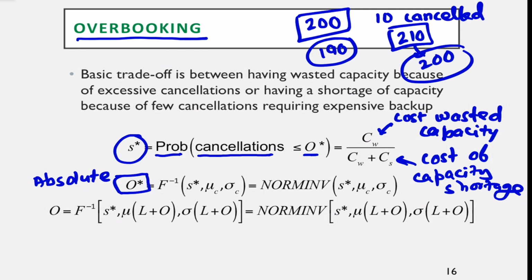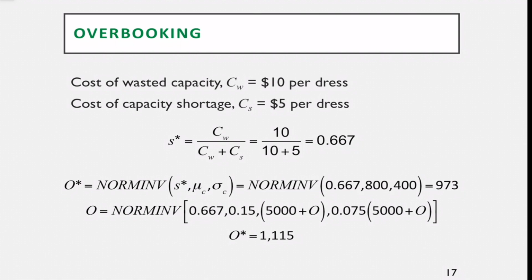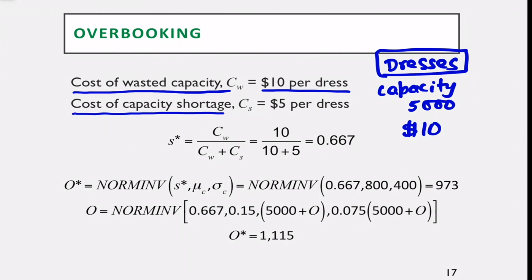Or we may have a situation where it is a function of booking level, so how many bookings we have as a function of that. In those situations, we can use this formula. So suppose we consider a supplier for dresses, and suppose the capacity is 5,000 dresses, and suppose they make $10 for each dress. So the cost of wasted capacity is $10 per dress, and the cost of capacity shortage is $5. So S star comes to 0.667.